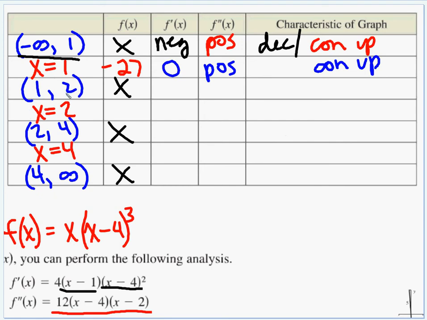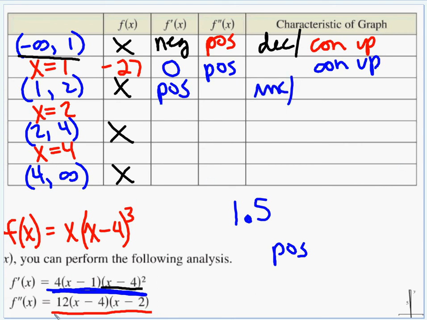Okay, next interval, 1 to 2. I guess we're kind of stuck in there with 1.5. If I put 1.5 into the first derivative, I'm underlining in blue, that's going to be 1.5 minus 1, that's positive, times this quantity squared, that's positive. Those are going to multiply to a positive, and our function is increasing. And if we put 1.5 into this second derivative, I'm underlining in red, 1.5 minus 4 is negative. 1.5 minus 2 is negative. Those are going to multiply to a positive, and we are concave up.